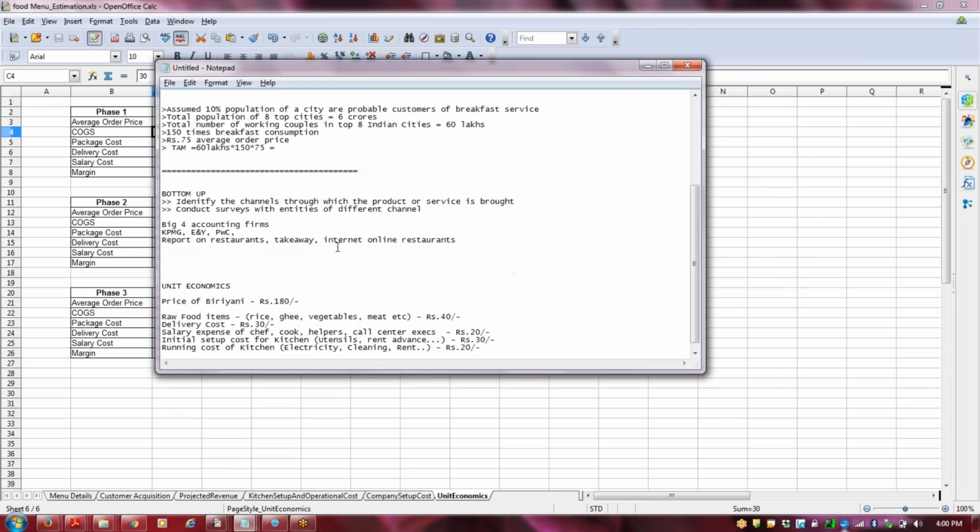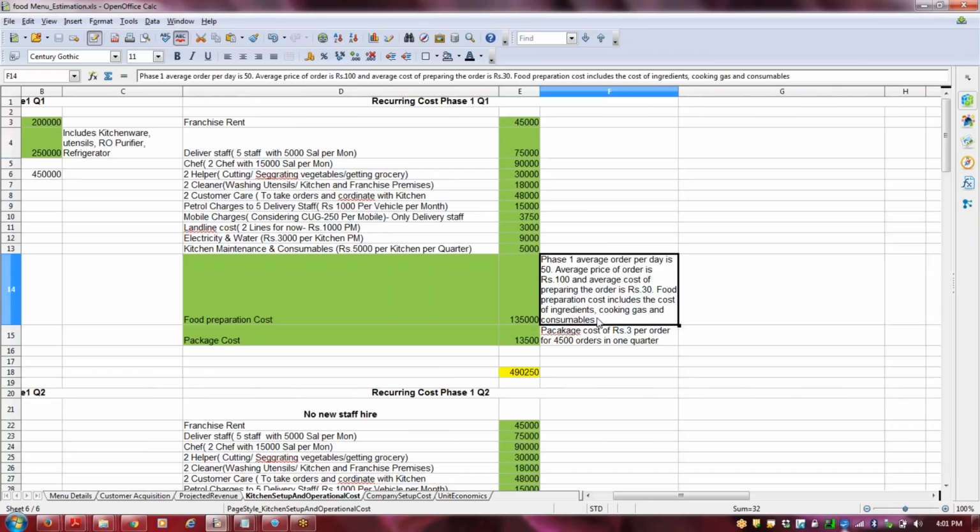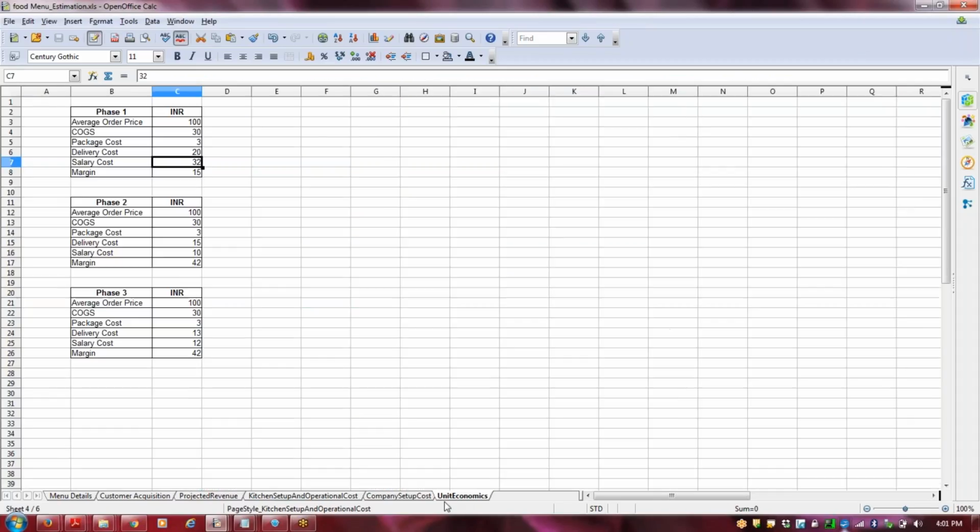Then we also had package cost, delivery cost, and salary cost. The salary cost of 32 was calculated from this kitchen setup cost. So this whole thing was added for the salary cost. If you look here, this is the point I'm explaining. The COGS would remain almost the same in all the phases, because you have to put more ingredients to make more food. That's it. It's as simple as that. So the COGS remains the same.